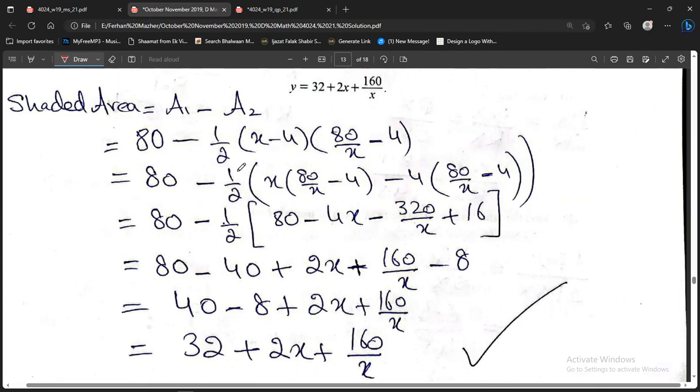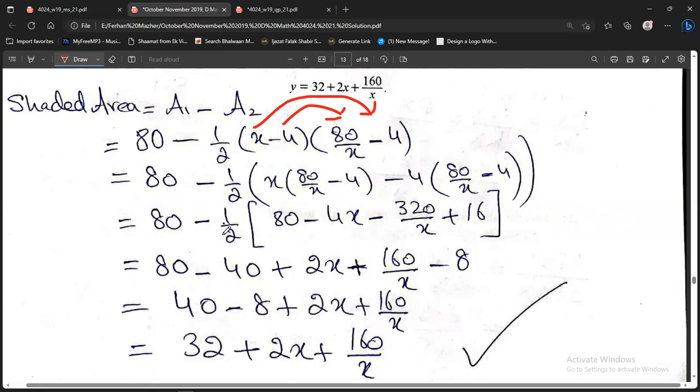It will be 80 minus 1 by 2. So this x will multiply here, so you will have x bracket 80 by x minus 4 bracket. Then this minus 4 will multiply with this bracket. First, the x has multiplied with this bracket. Now it will be 80 minus 4x minus 320 divided by x plus 16.